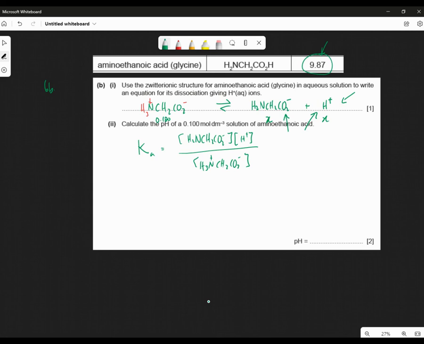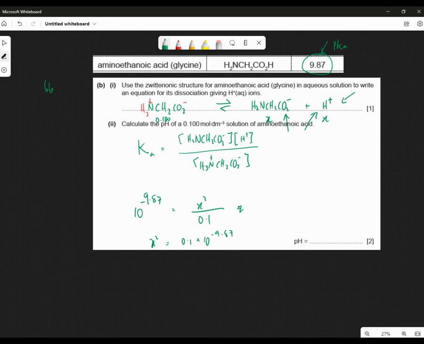So this becomes Ka, which is 10 to the minus 9.87. That's Ka now, isn't it? This is pKa. And Ka is equal to x squared divided by 0.1. Okay, so let me do it using my calculator. Let me get rid of that and say x squared is equal to 0.1 times 10 to the minus that.